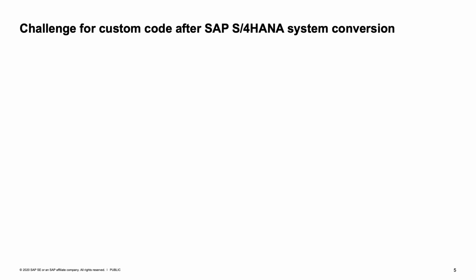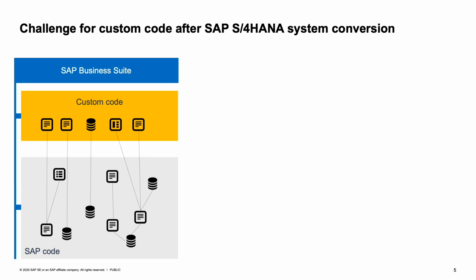What challenge exists for custom code after an SAP S/4HANA system conversion? Let's take a look at the left-hand side of this slide. You see here the traditional SAP Business Suite system and SAP code inside of it. For years, you as a customer or partner have developed your custom code based on the SAP standard code directly in the system. You enhanced and modified SAP standard code, and you were able to use any of the SAP standard objects without any restriction. It was a very flexible approach, but this led to the fact that your custom code is very tightly coupled with SAP standard code.